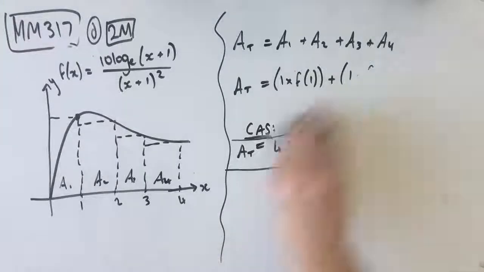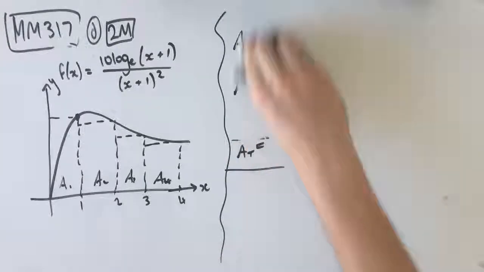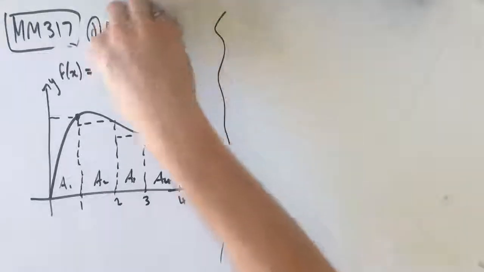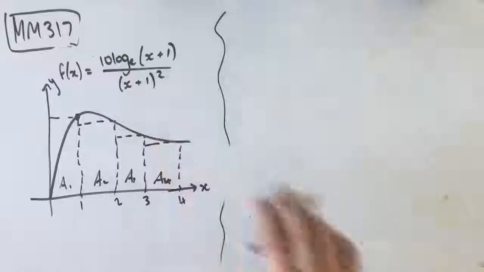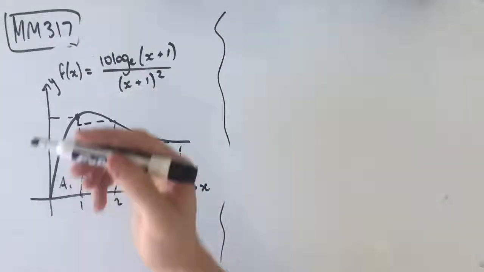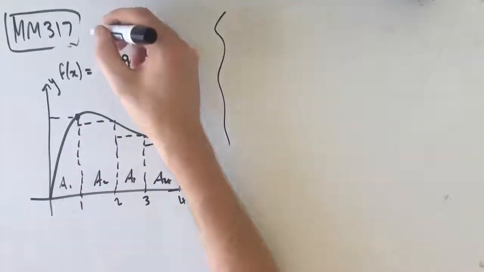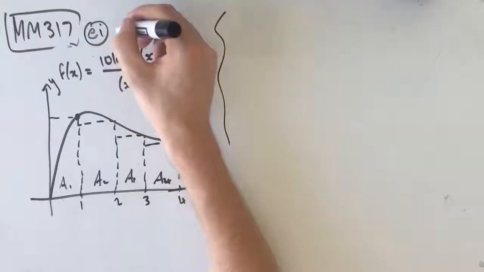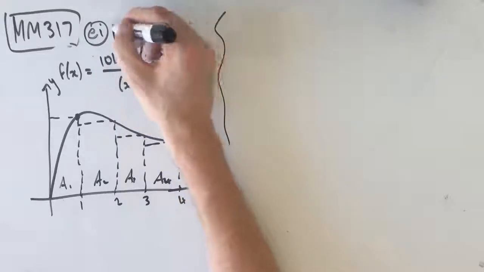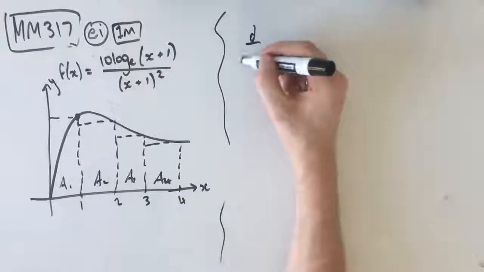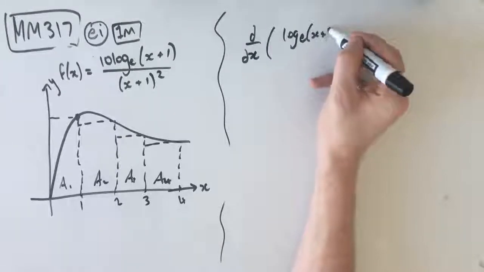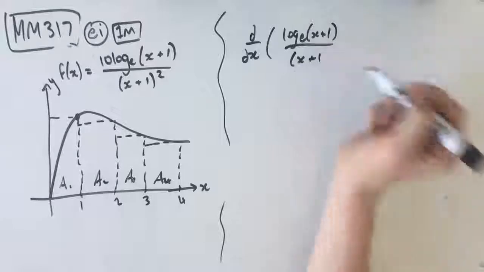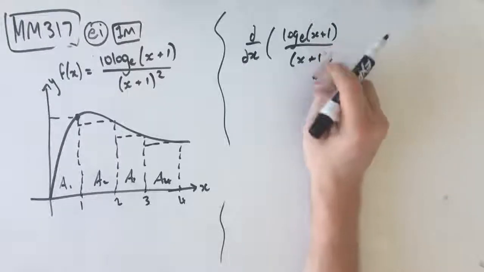The next section says, Alex, Taylor's sister, is more precise and would prefer to calculate the exact area of the play space. Alex does this by finding the integral of the function f(x). Cool. So our first bit, E(i), is a 1-mark question. And it simply says, evaluate d/dx of log_e(x + 1) over x + 1.